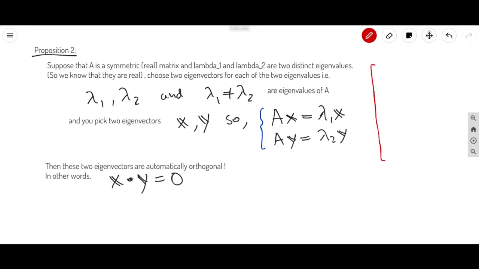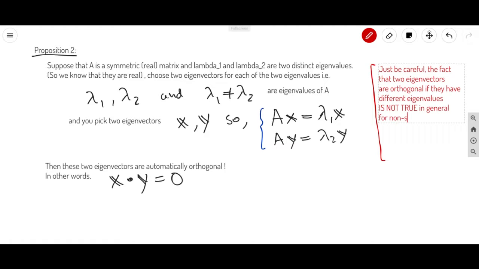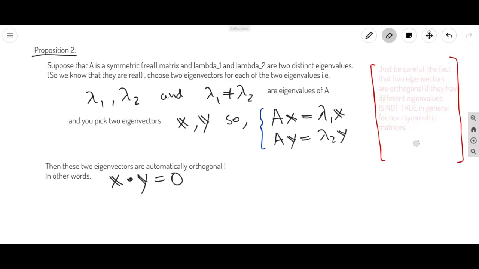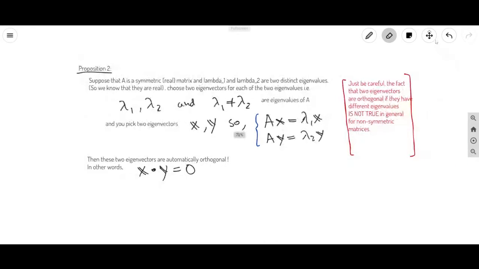I want to give a little caution here, so just be careful. The fact that two eigenvectors with different eigenvalues are orthogonal is not true in general for non-symmetric matrices. This is a property that symmetric matrices have. It is not a property that matrices in general have. So you do have to be careful with that.